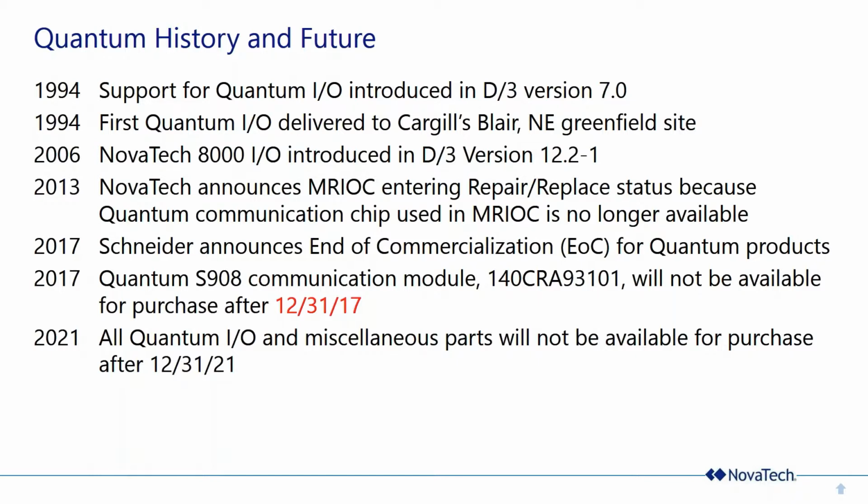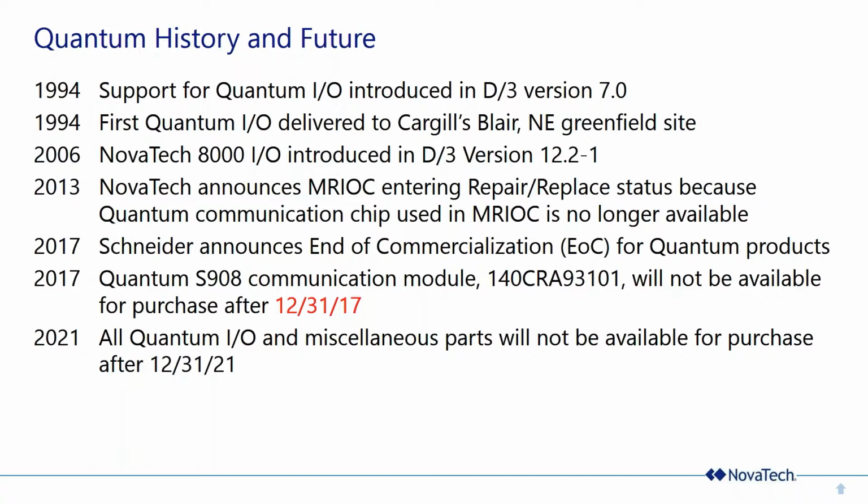The first product that gets affected by that is the CRA 93101. That is a communication module that sits in the Quantum rack, talks to the MROC board. That will no longer be available for purchase from Schneider after December 31st of this year. So those of you with Quantum I/O who continue to use Quantum I/O, you need to go in and take an inventory of what you have and decide whether you have enough CRA modules for the end of life of your Quantum system. And if you don't, you need to purchase it.